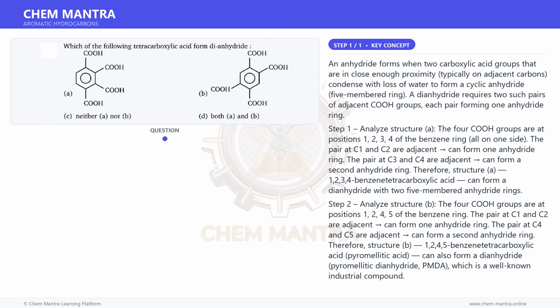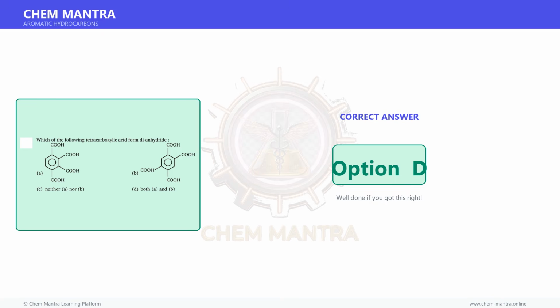Step 3. Why not option C? Both structures are capable of forming dianhydrides, so neither is incorrect. Step 4. Conclusion. Both A and B possess two pairs of adjacent CH groups on the benzene ring, enabling each to form two cyclic anhydride rings, i.e., a dianhydride. Therefore, the correct answer is option D.